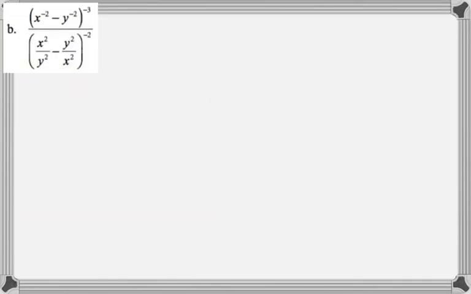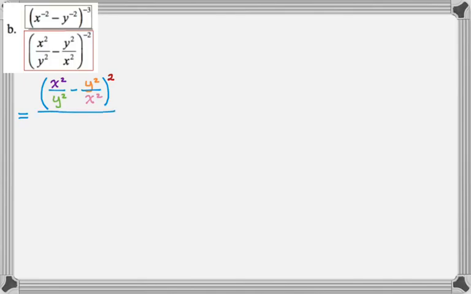All right, so we have the quantity x to the negative second minus y to the negative second, all to the negative third, over the quantity x squared over y squared minus y squared over x squared to the negative second. So these kinds of problems are really just for practice with all the various skills that you know. So let's see if we can do it.